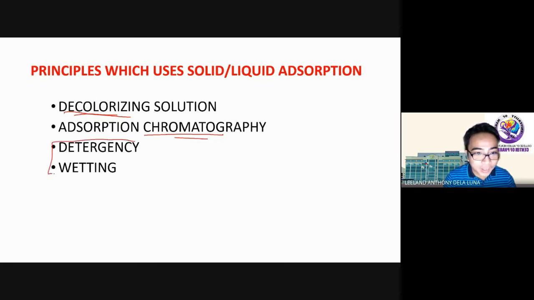Detergency and wetting. Now, dito tayo mag-focus ngayon. Okay? Detergency and wetting. When we say detergency class, obviously, anong unang pumasok sa isip niyo? Ay, Ariel? Okay, well, pwede.